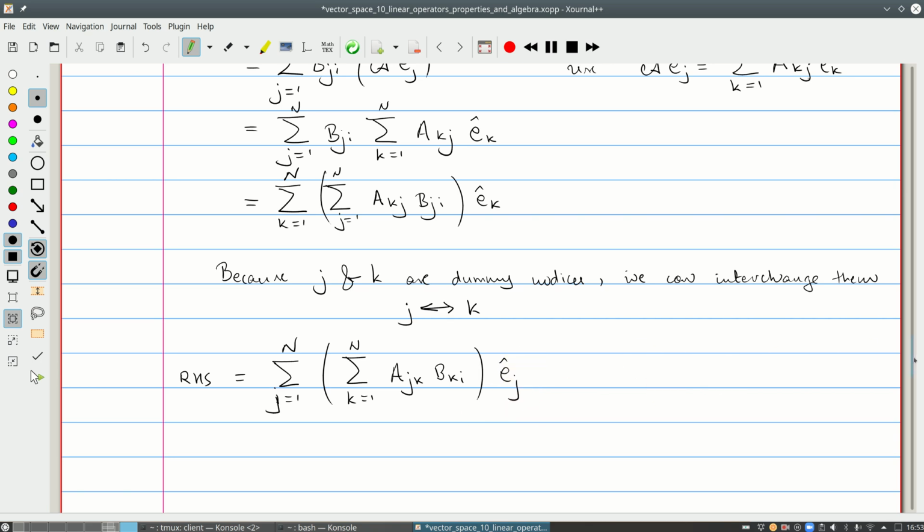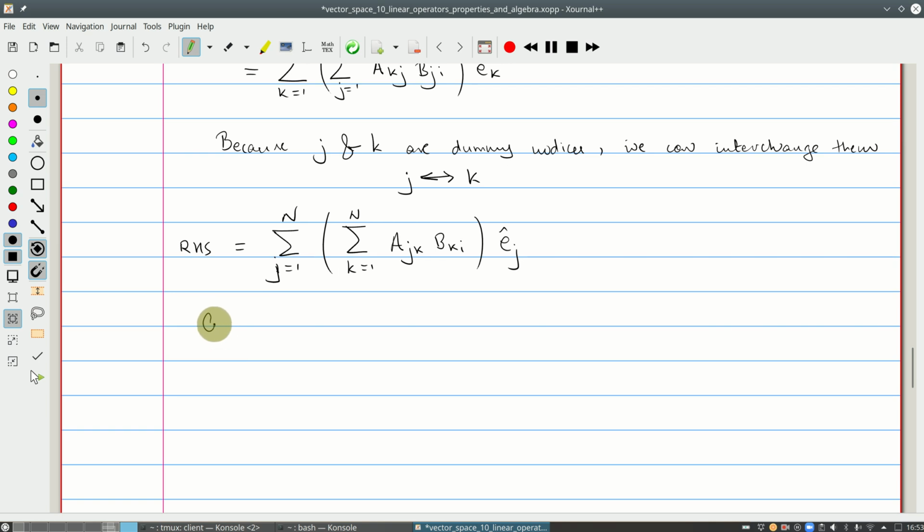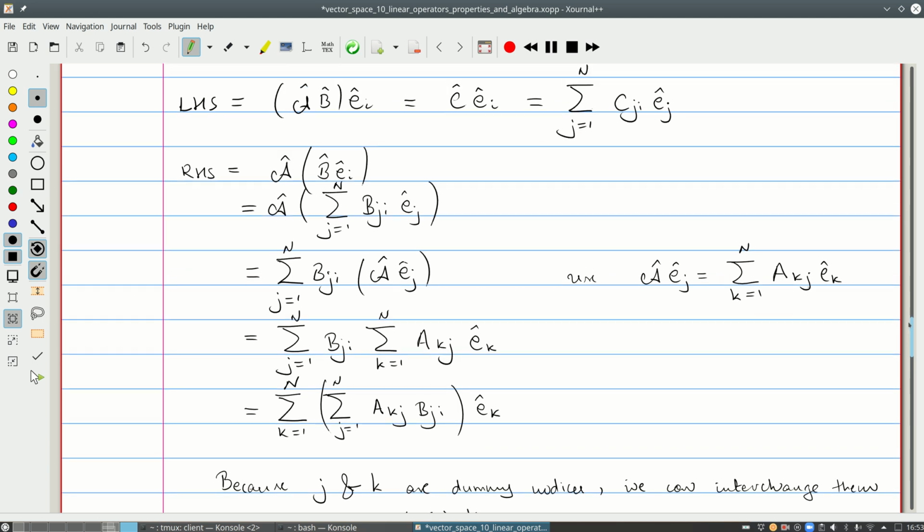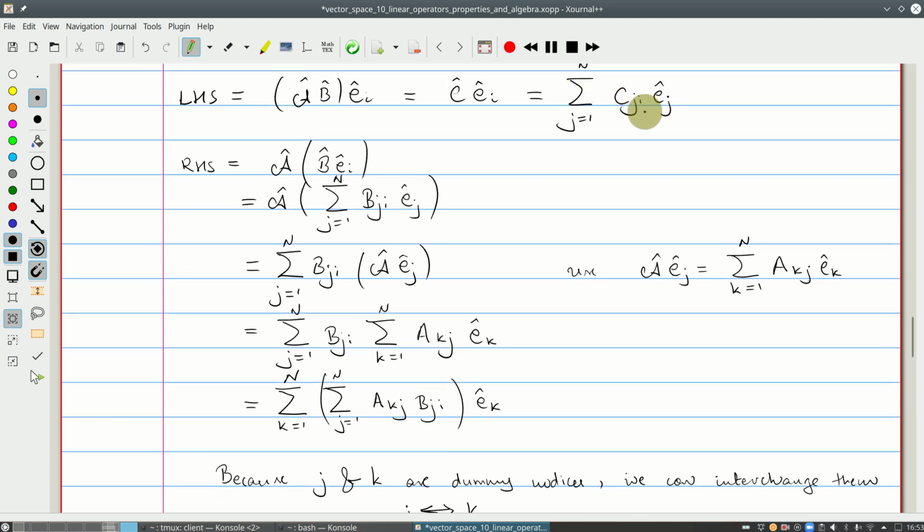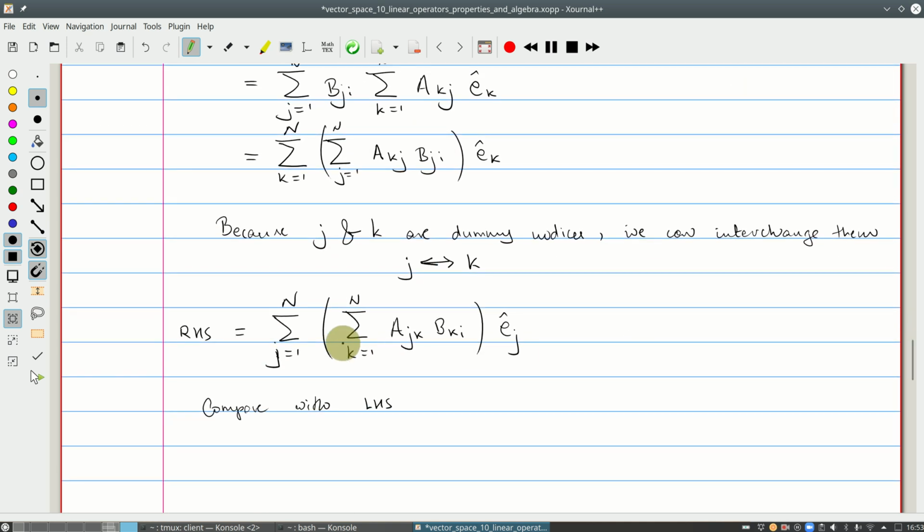And now compare with the LHS. If you look at the LHS, which is here, we see that this coefficient c_ji must be equal to the stuff in the parenthesis. c_ji must be equal to the sum k equals 1 to n a_jk b_ki.